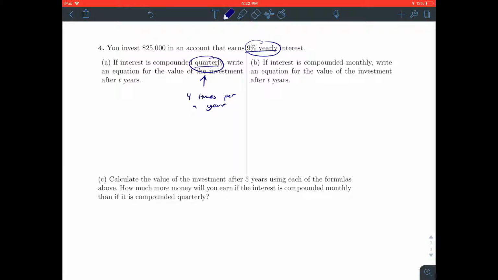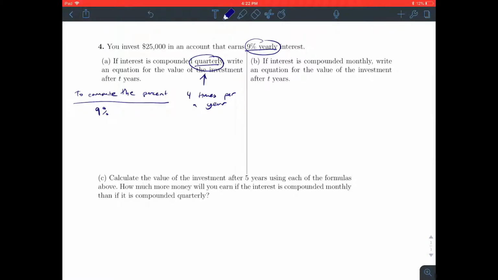So the way you compute the percent for quarterly would be take the full year percent, and we don't get it all at once, we get it in 4 chunks, so we're going to divide it by 4. That gives us 2.25%. So our quarterly percent growth is 2.25%.